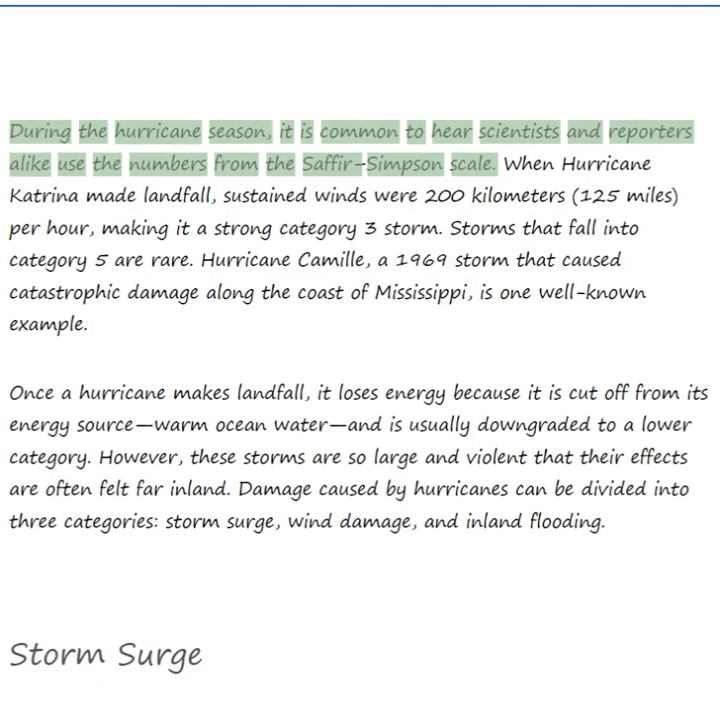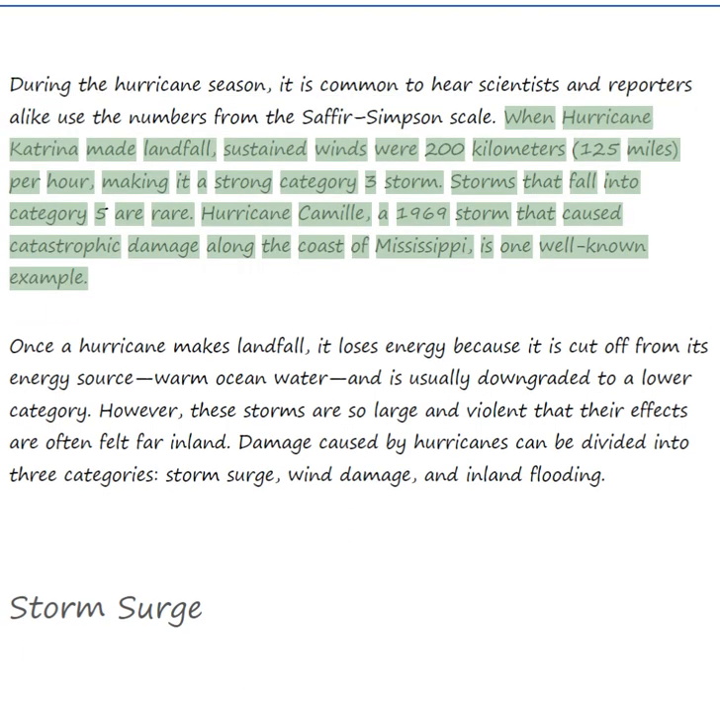During the hurricane season, it is common to hear scientists and reporters alike use the numbers from the Saffir-Simpson scale. When Hurricane Katrina made landfall, sustained winds were 200 km per hour, making it a strong Category 3 storm. Storms that fall into Category 5 are rare. Hurricane Camille, a 1969 storm that caused catastrophic damage along the coast of Mississippi, is one well-known example.